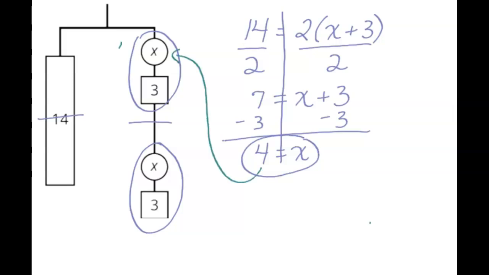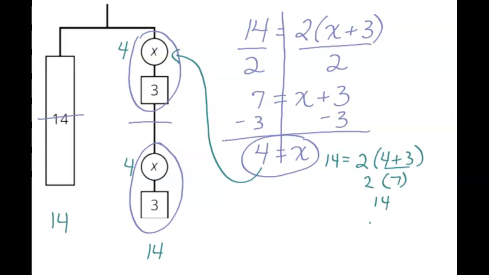If we put in a 4 here for x, we have 4 plus 3 plus 4 plus 3, that equals 14, so both sides match. If I tried it in my exact equation, 2 times the quantity 4 plus 3, using my order of operations here, 4 plus 3 is 7. 7 times 2 is 14, so it does look like the left and the right match at 14.